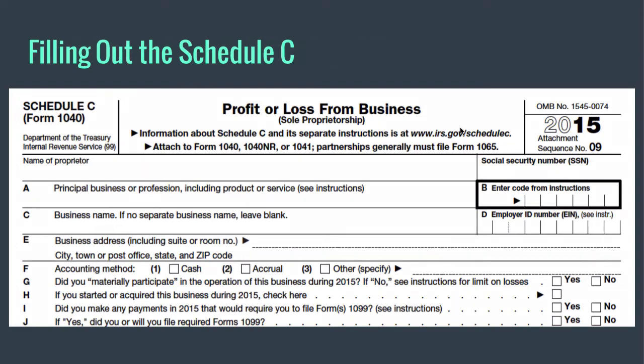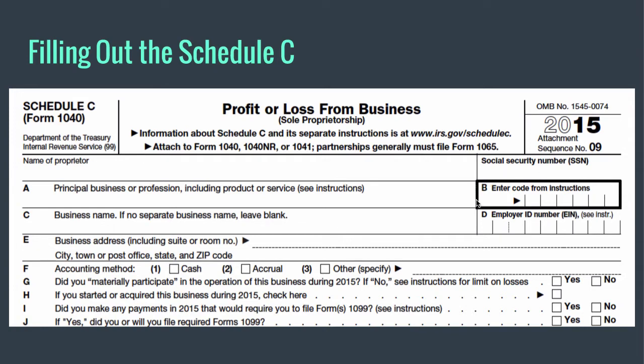So, obviously the first thing you're going to be doing, it's going to have the name of who owns the business. So, this will be you, your social security number, and then you want to include what your actual business is. What do you do? What's your main service? And or if you sell a very specific type of product. So, for myself, I put tax preparer.